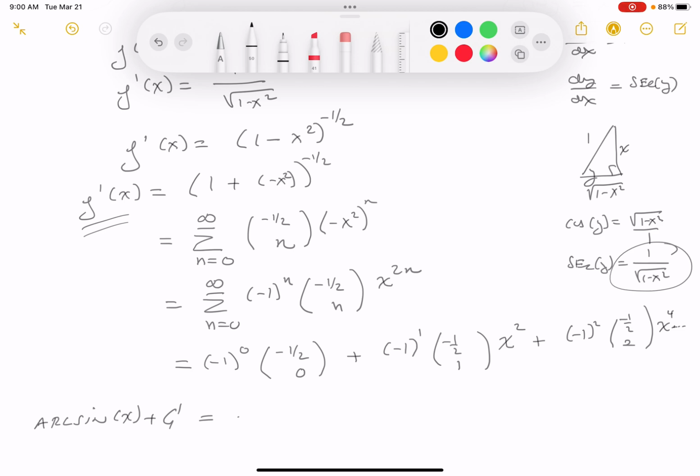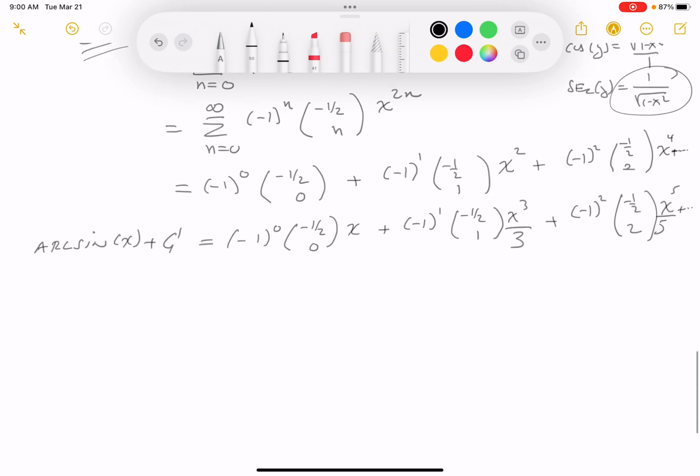And what do you get? Minus 1 to the 0, minus 1/2 choose 0, x. Let's do the next one. It's going to be plus minus 1 to the first power, minus 1/2 choose 1, and this is going to be x cubed over 3. Go to the next one. Plus minus 1 squared, minus 1/2 choose 2, and that's going to be x to the 5 over 5. And I'll say yada, yada, yada. All right, I think I'm ready to write it down now.